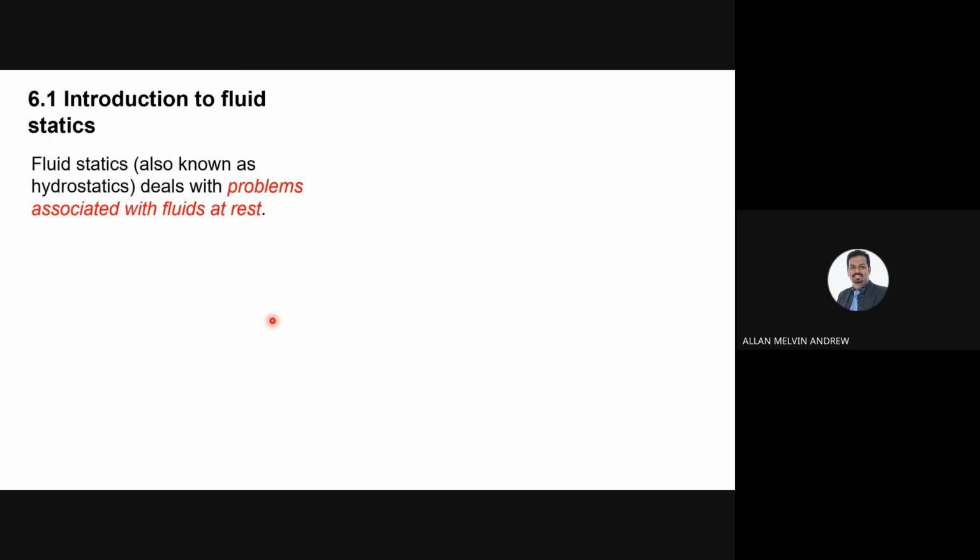So we will enter into the introduction to fluid statics. Fluid static is also known as hydrostatic. Hydro means water or fluid, and static means it's not moving. So we call it hydrostatic. Fluid static deals with problems associated with fluid at rest. As I said, the fluid is not moving. So it can be a dam or a pond, where the water normally will be stagnant. There will be a different calculation from dynamic fluid, like in a river.